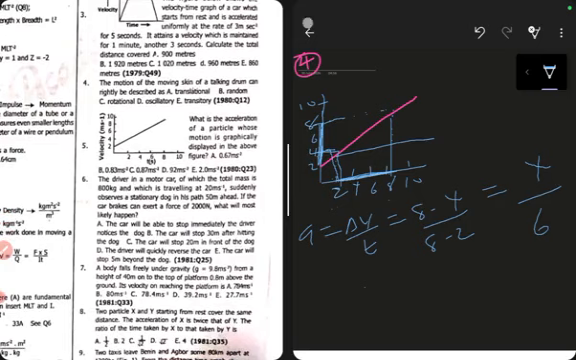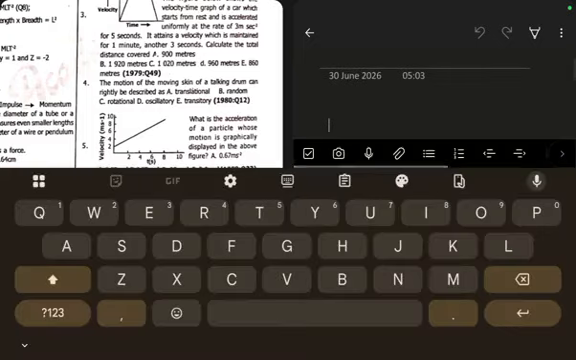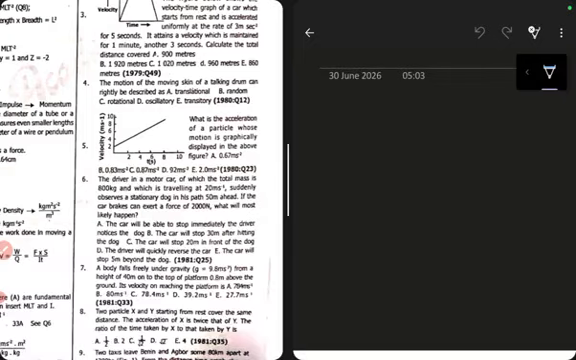Question 7, right? Now it says a body falls freely under gravity. Now, for a body to fall freely under gravity, that means initial velocity is 0. I've explained, that means the body was at rest. So it falls freely under gravity from a height of 40 meters.